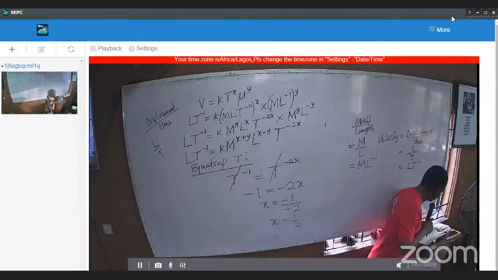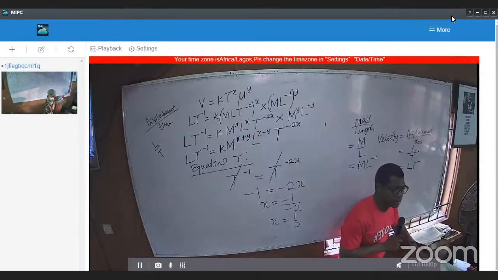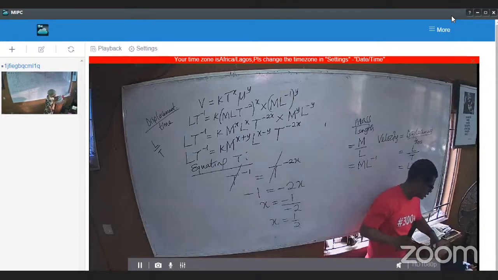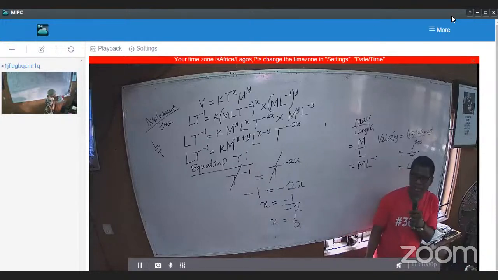Next question. What are the following units? Which of the following units is equivalent to the watts?